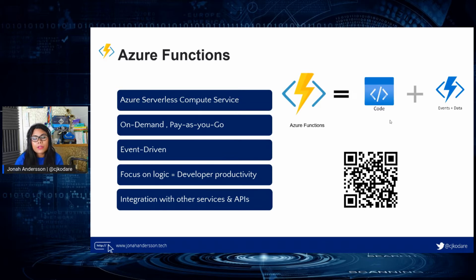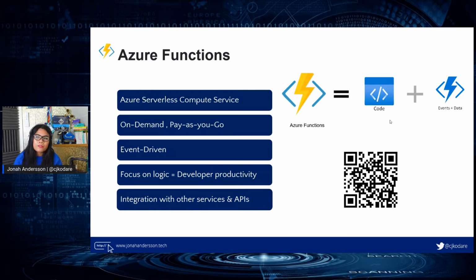And then it's event driven. This means that it gets triggered by something. It might be a new queue message that came in your Azure Service Bus, or a new blob item that came into your Azure storage. So it's event driven. This means it needs to be triggered by a certain event.